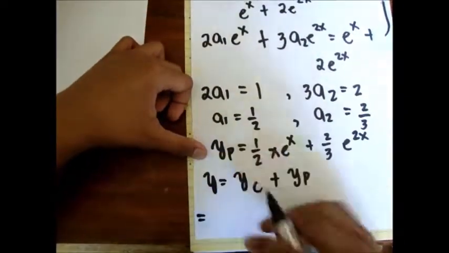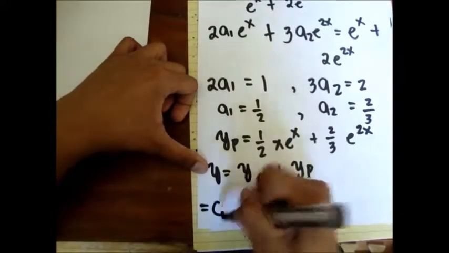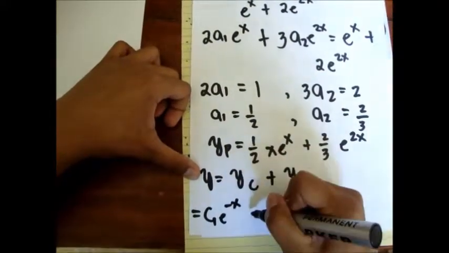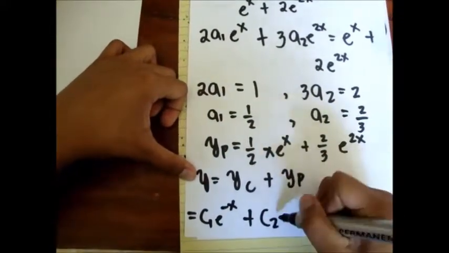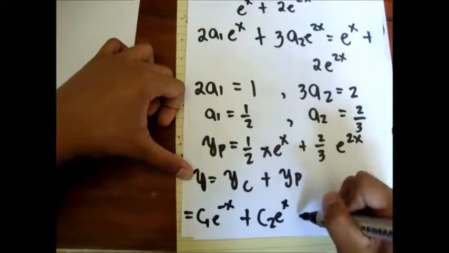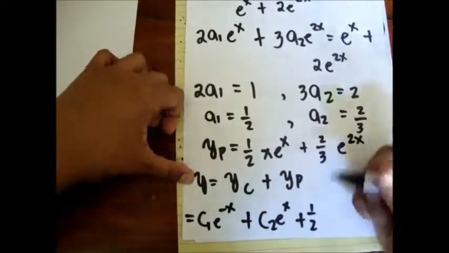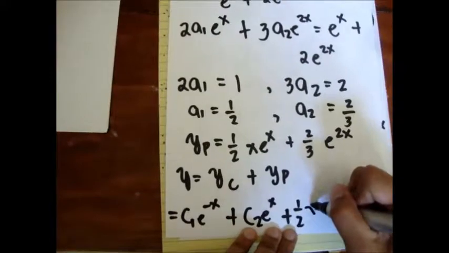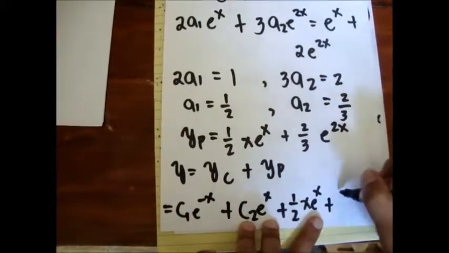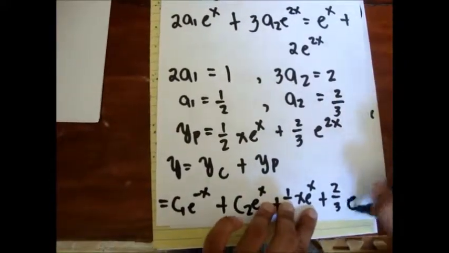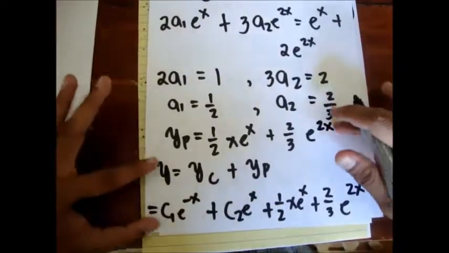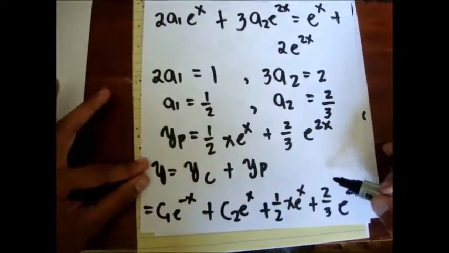We get y equals c1 e raised to negative x plus c2 e raised to x plus 1 half x e raised to x plus 2/3 e raised to 2x. That is our y.